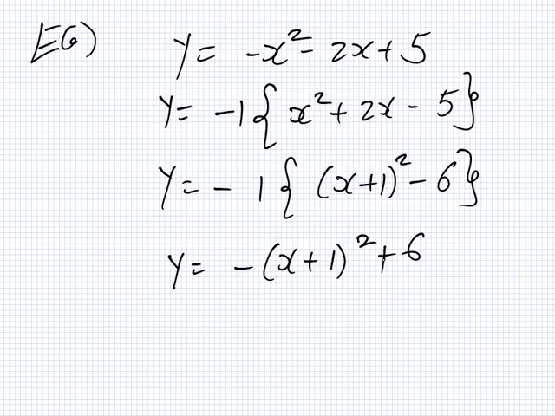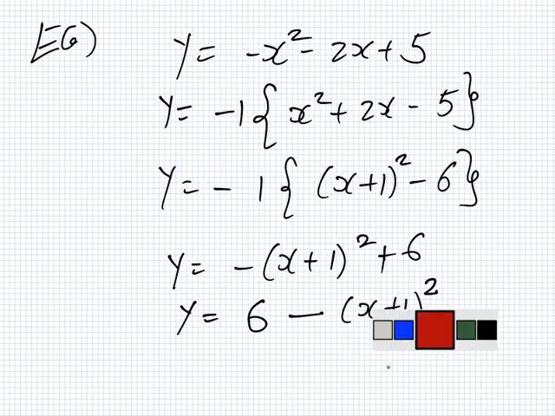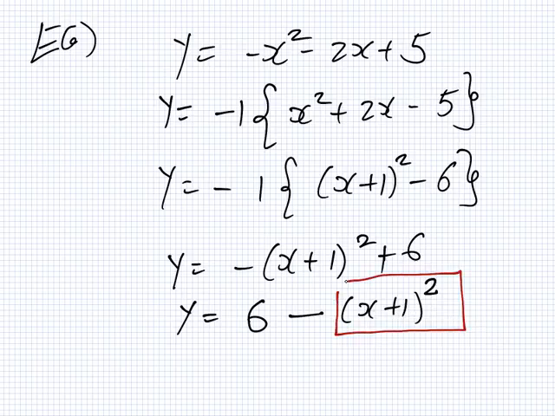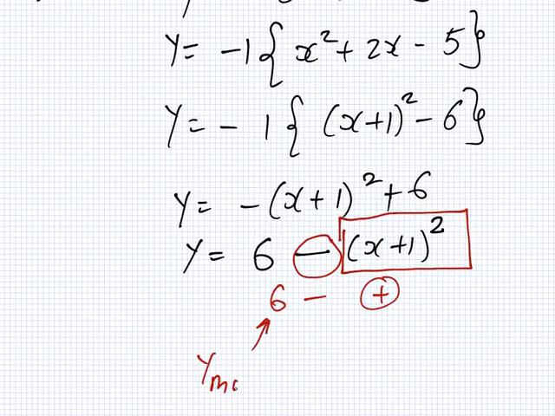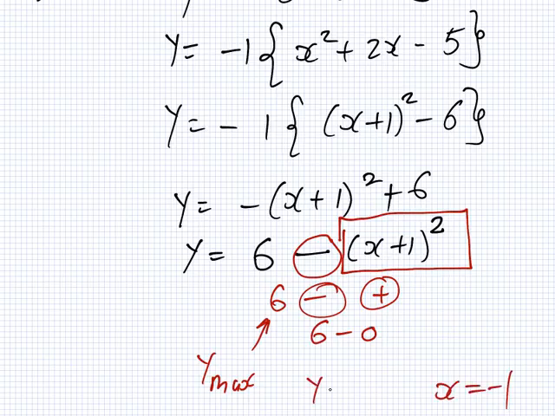Now this one's a little bit different because I can write this one as y equals 6 minus (x plus 1) squared. Again, this number here is always positive, but we have a minus here. So it's like 6 minus a positive number. So if you think about it, 6 this time is the biggest y can be because you're taking something away. What's the least you can take away? The least you can take away is 6 minus 0. When does that happen? When x is minus 1, the y will be 6. So this will be a maximum this time.